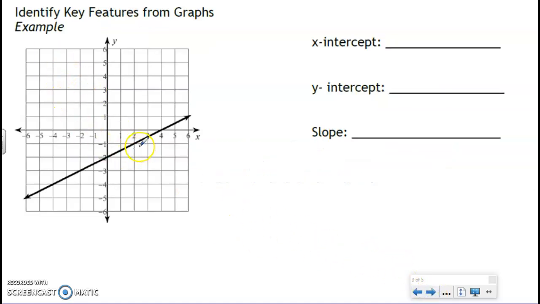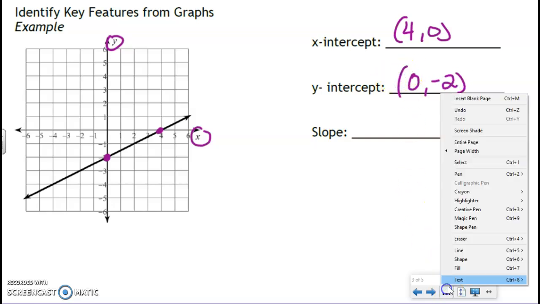Okay, so examples here. First thing, x-intercept, we're going to look for our x-axis, find that number where it crosses, and it crosses at 4, so our x-intercept is the point 4, 0. Our y-intercept is on the y-axis, okay, so find your y-axis. I'm at -2, so my y-intercept is 0, comma, -2.